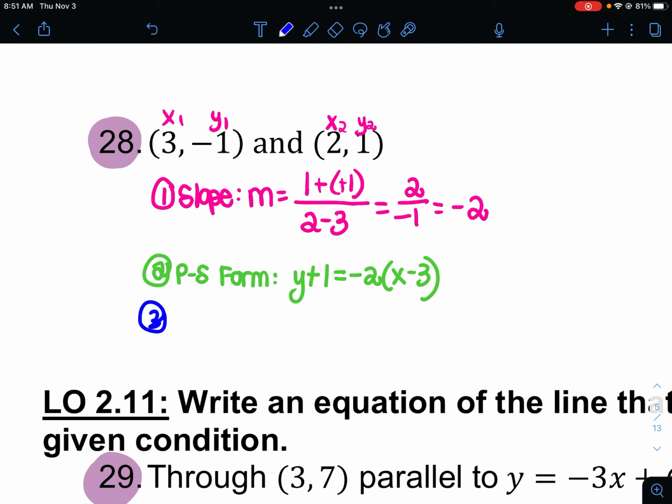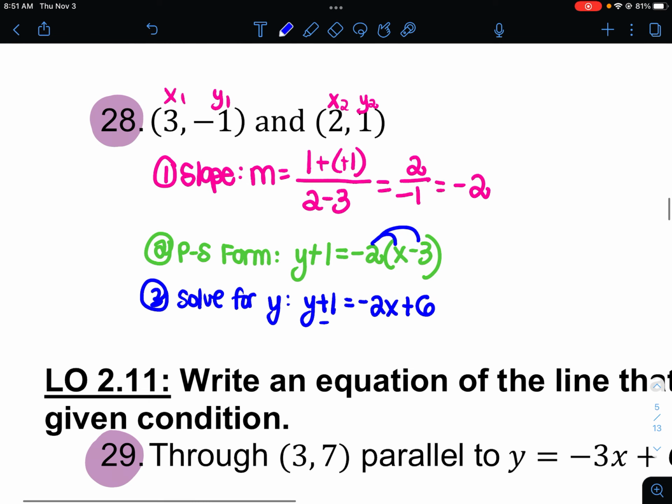Now, my last step would be solve for y. So I'm going to distribute. I still have y plus 1, and that equals negative 2x plus 6. And then I want to subtract the 1. So we end up getting negative 2x plus 5.